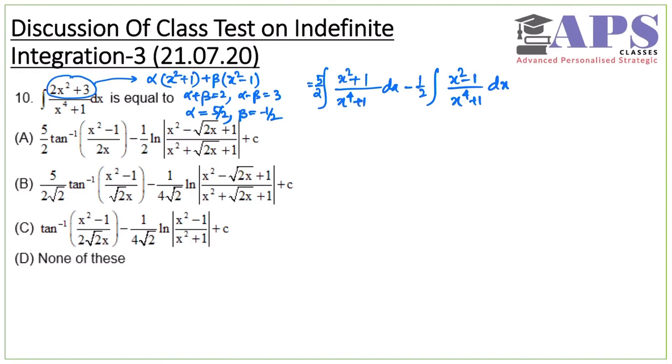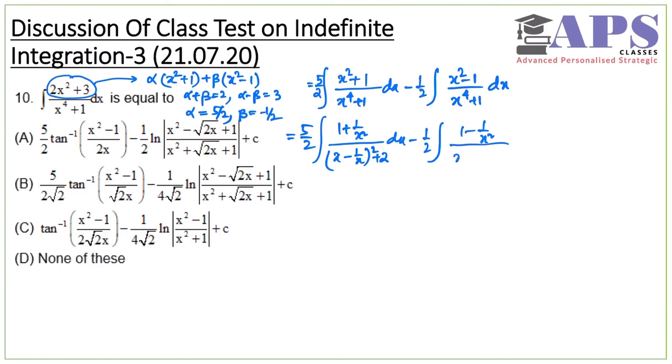So this is now in proper form. I can just divide by this x square, so it will be 1 plus 1 by x square in the numerator. Denominator will become x square plus 1 by x square, which is (x minus 1 by x) whole square plus 2, dx, minus half integration. This will be 1 minus 1 by x square, and now I can write the denominator as (x plus 1 by x) whole square minus 2, dx. So now this form is standard one.